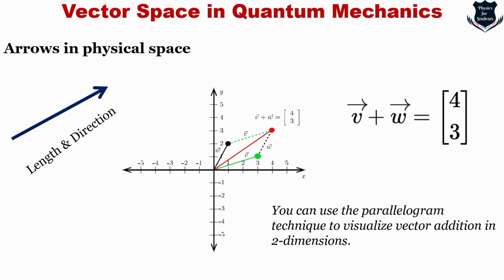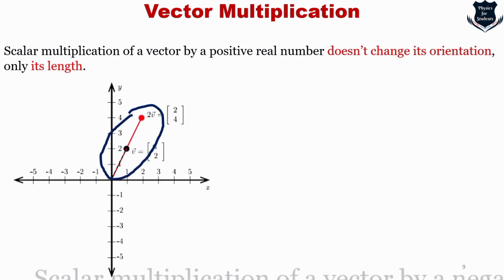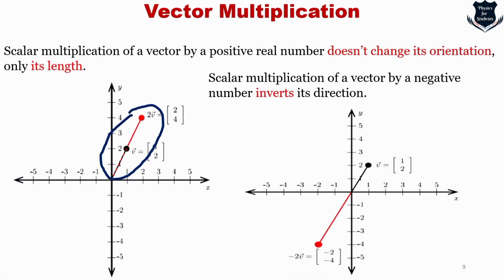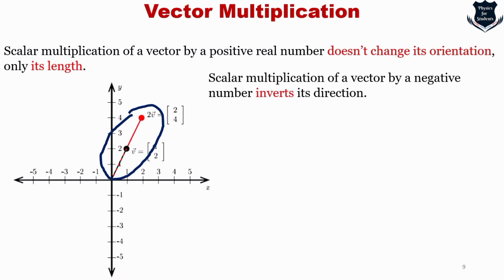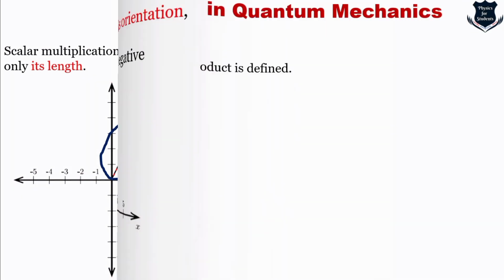However, this series only concentrates on the level of mathematics required to understand quantum physics better. So this is the parallelogram law. The second is that scalar multiplication doesn't change the orientation, only the length. You see this blue one, it shows the multiplication, which doesn't change the direction. Scalar multiplication by a negative number actually inverts the direction. You can see this blue one just changes its direction. Just simple.